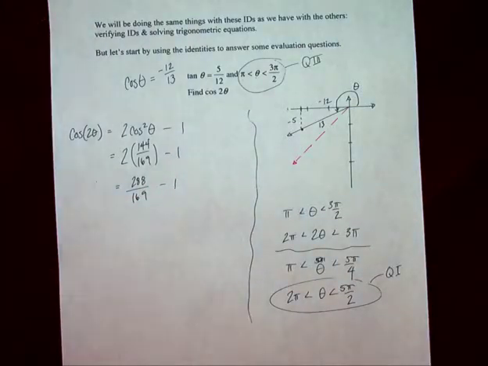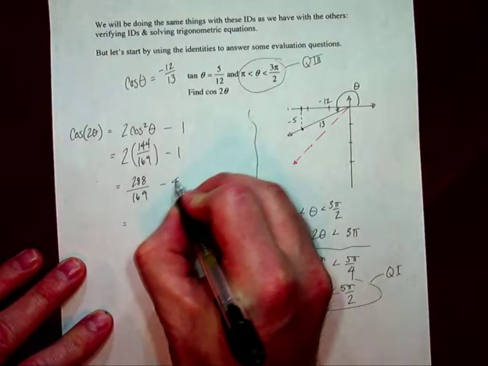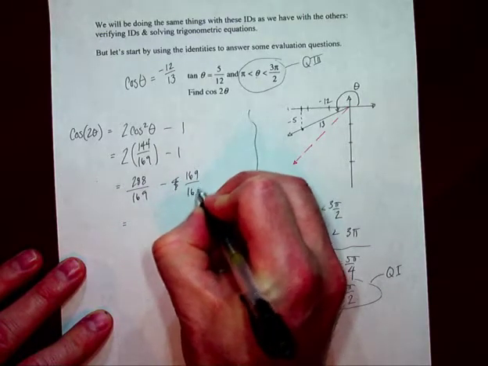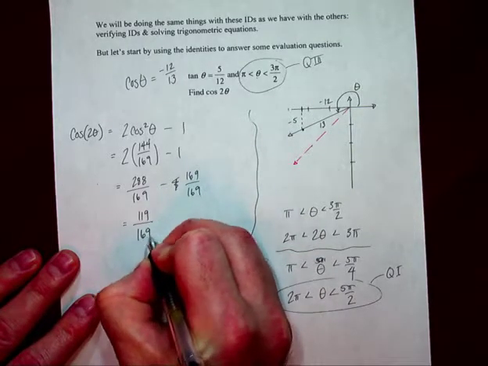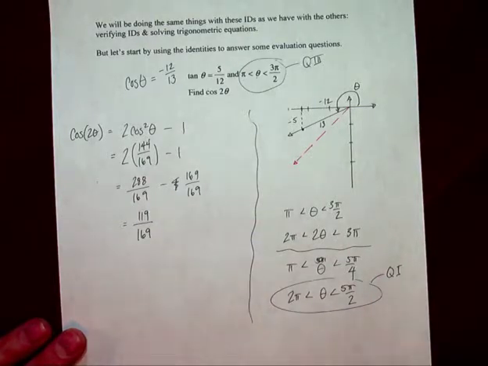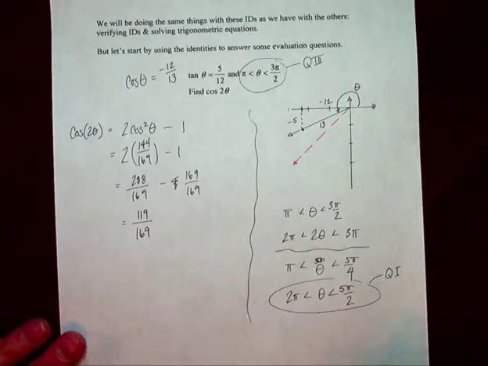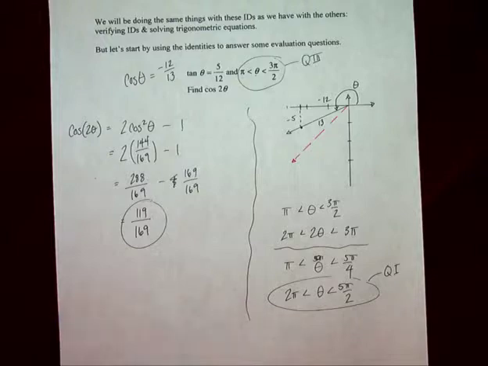Well, 288 minus 169. Okay, well, let's ignore the 100 and the 200 for a second. 88 minus 69 is 19. So what should happen when you change that 1 to 169 over 169 is you should get 119 over 169, and it's in the first quadrant, so cosine should indeed still be positive at that point. Now, that is evaluating.